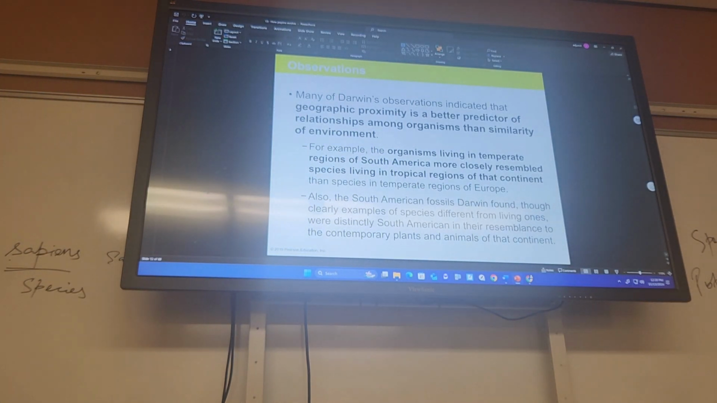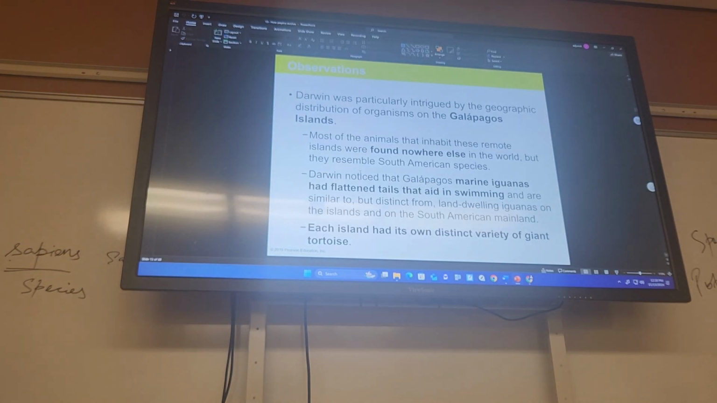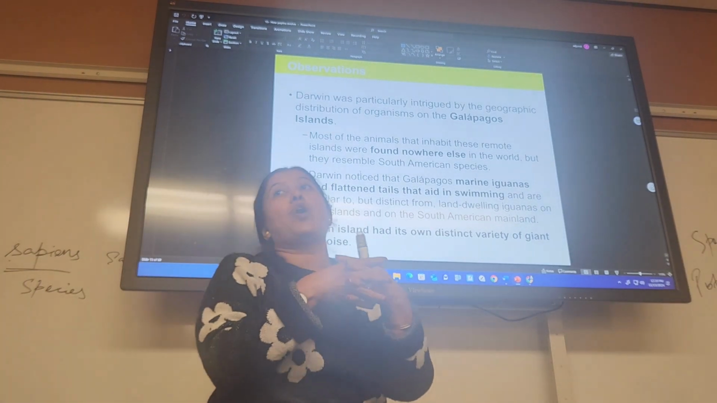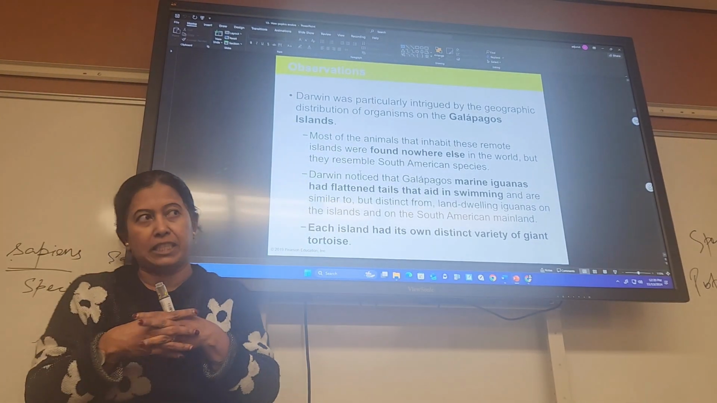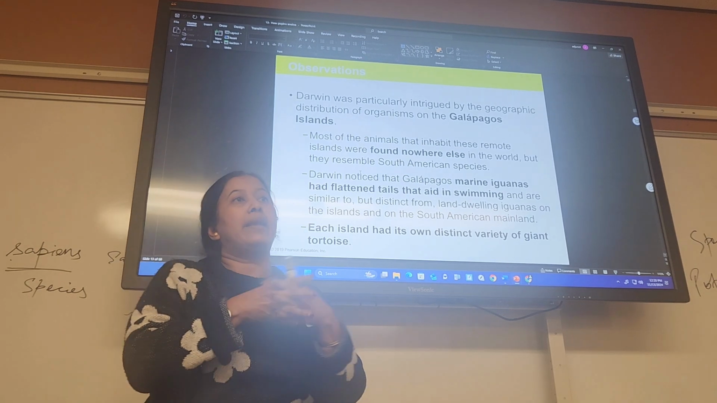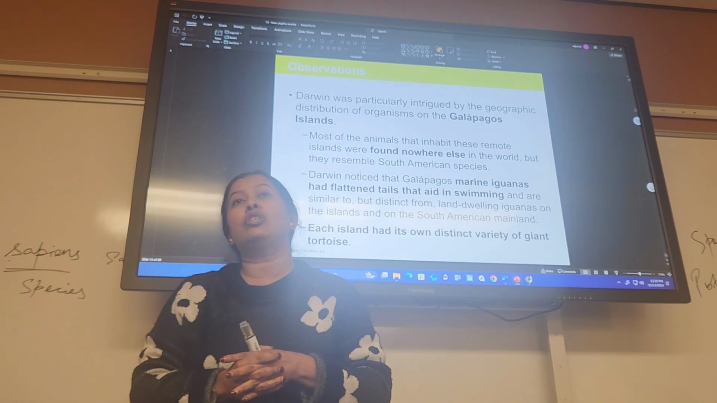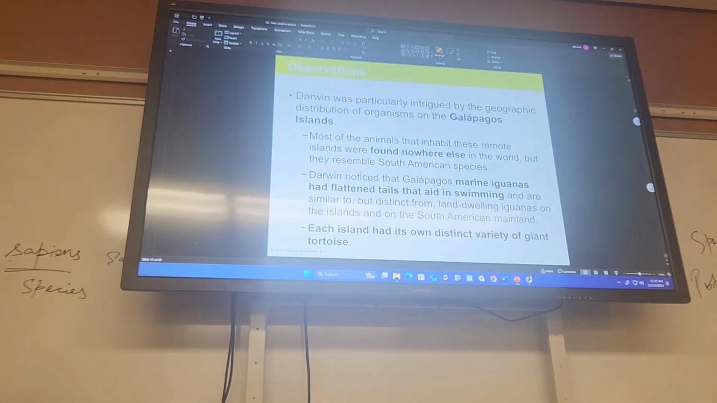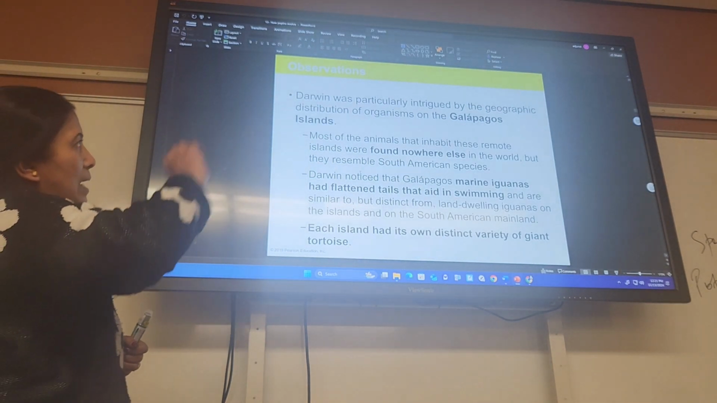They resembled each other. So that means geographical proximity, close geographical location, is a better indicator of how similar their structures would be, how similar they would be anatomically and physiologically, as compared to animals and plants in other parts.